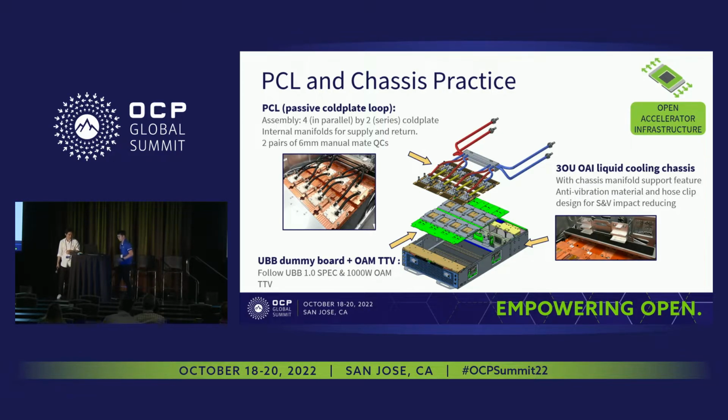Hello. Great. Thank you, Chen, for the introduction. I'm Jaylen from the Wiwynn thermal team. This picture shows our passive cold plate loop design, which is the 4x2 design as a traditional net flow network. For the dummy board and the TDV in the system, we follow the UBB 1.0 and the OM 1.0 spec.